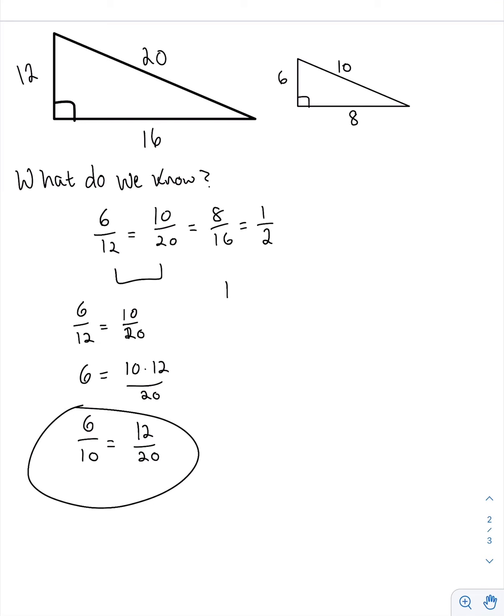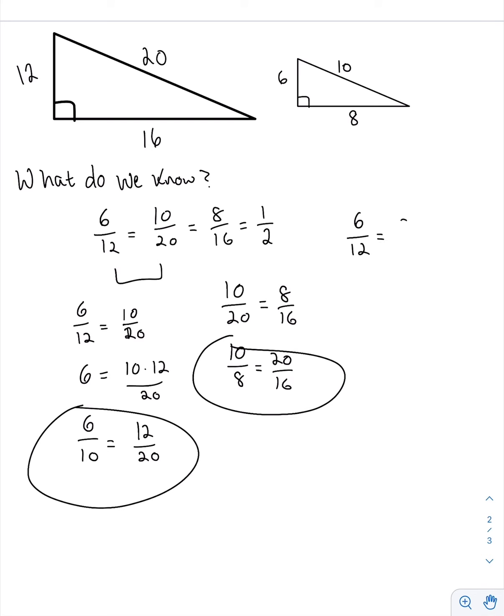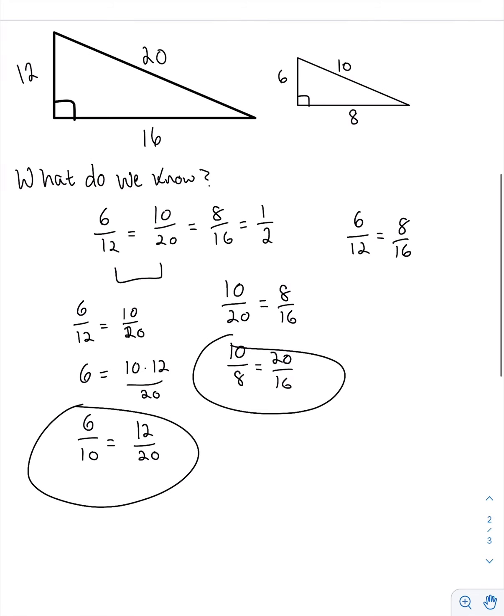And I assure you, if we pick the other pairs, for example, 10 over 20 and 8 over 16, we end up with the result that 10 over 8 has to equal 20 over 16. In other words, this ratio in this triangle has to equal this ratio in this triangle. And then lastly, we see that 6/12 equals 8/16, which means that 6/8 equals 12/16. And once again, we see that it's this side divided by this side and the corresponding side divided by the corresponding side.